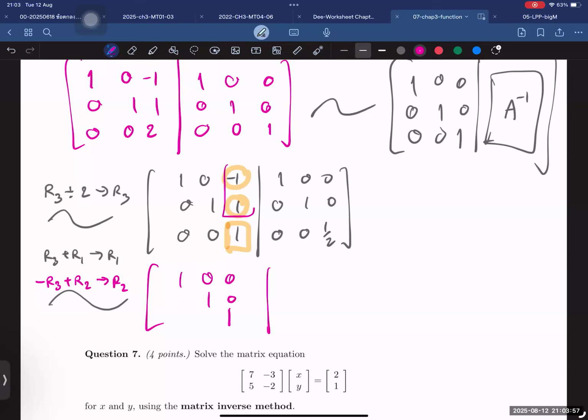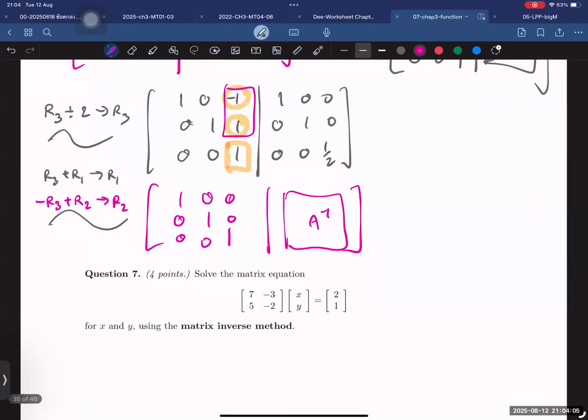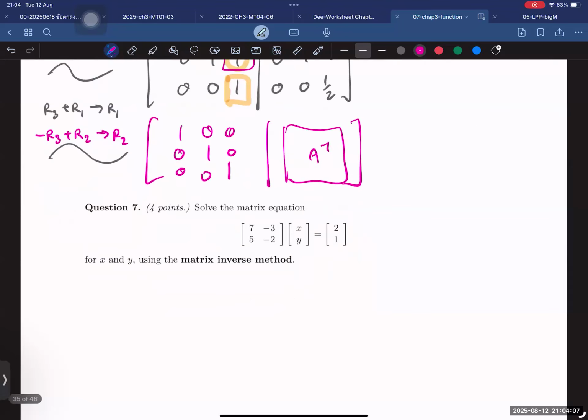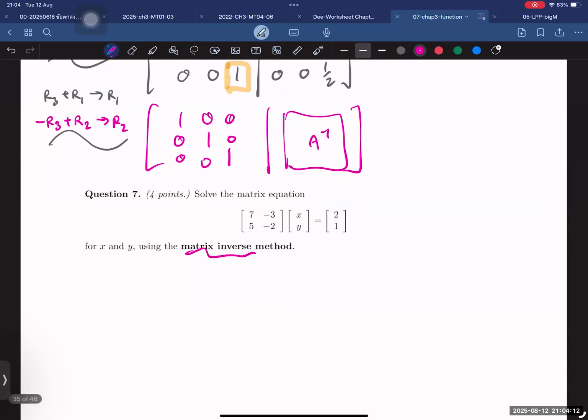Okay, because you have only these two that you have to work for. And the output will be your A inverse. Okay, just do 2 more steps. Solve this matrix using inverse. So it means that from this we can write the augmented like this.